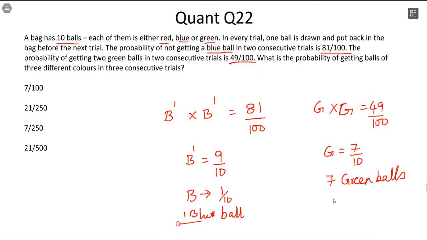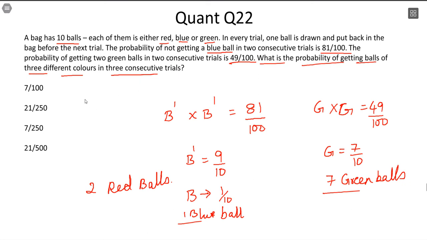I know there is one blue ball. There are 7 green balls. Can I also conclude there are 2 red balls now? There are 2 red balls now. Next question is, what is the probability of getting balls of 3 different colors in 3 consecutive trials?